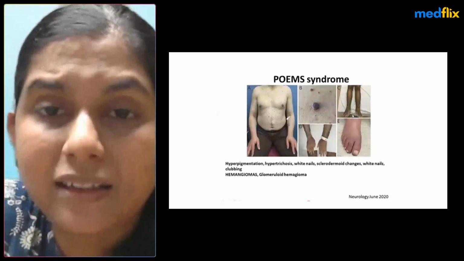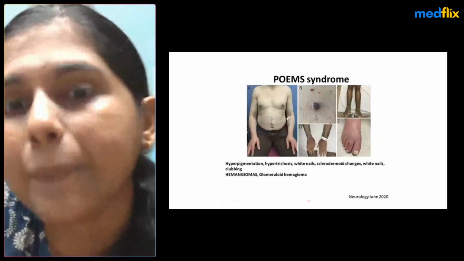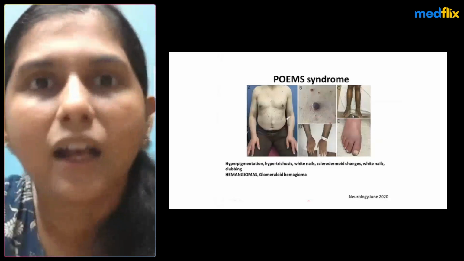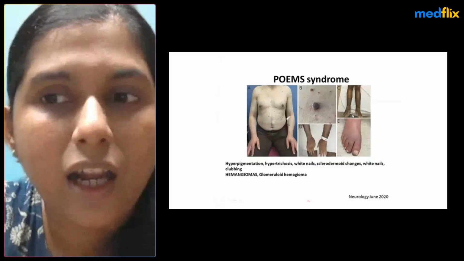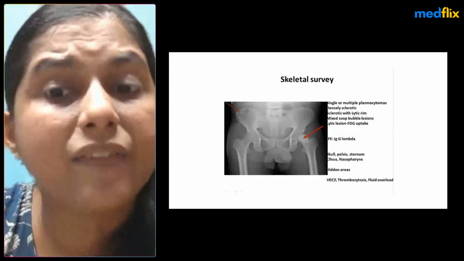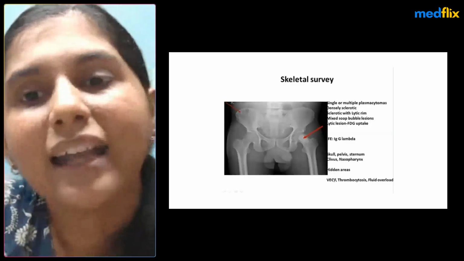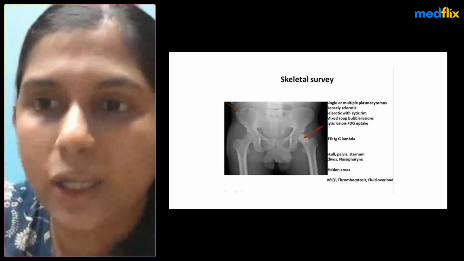And this is a diagrammatic representation of POEMS, and this is one of the cases where we have hyperpigmentation and hypertrichosis, and that is one clinical clue that we shouldn't miss. And on skeletal survey, we can have isolated bone plasmacytosis and plasmacytoma, and they do respond very well to radiation.